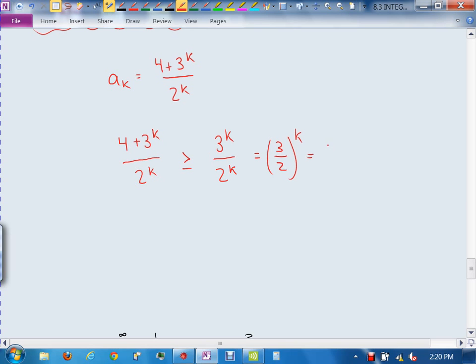I'll even write it down. This is the same as 3 over 2 to the k minus 1 times 3 over 2. That's this, but peeling off a 3 halves. So a is 3 halves, r is also 3 halves. Since this is geometric, with the absolute value of r being equal to 3 halves, which is bigger than 1, it diverges. And if this side over here diverges, when I add them all up, and this guy's bigger than it, it's got to also diverge.